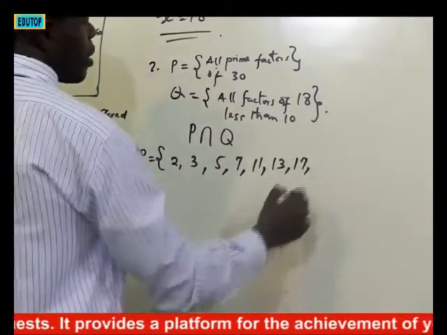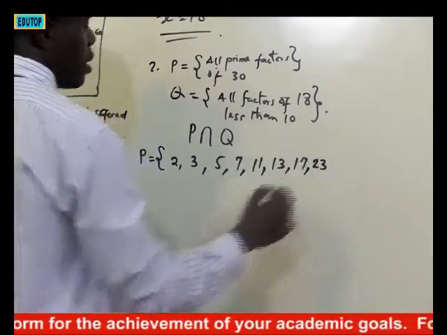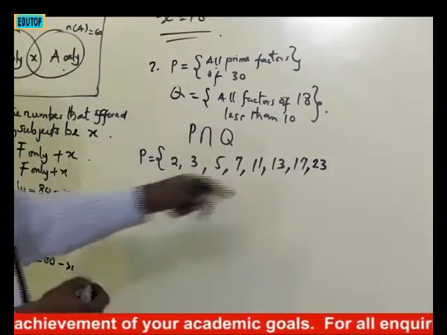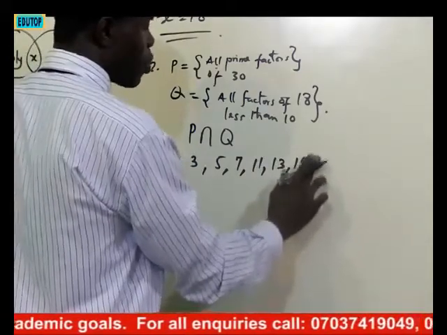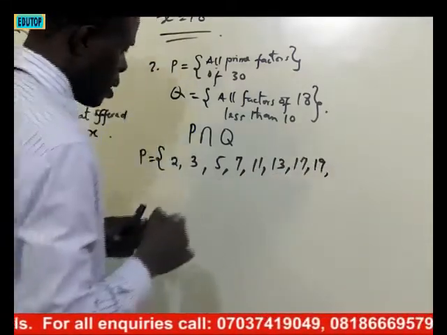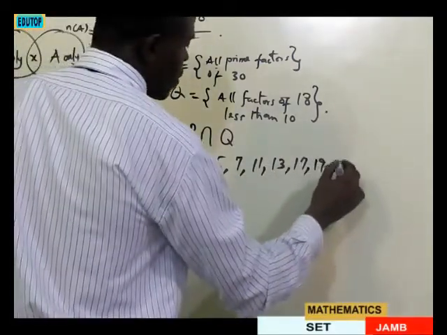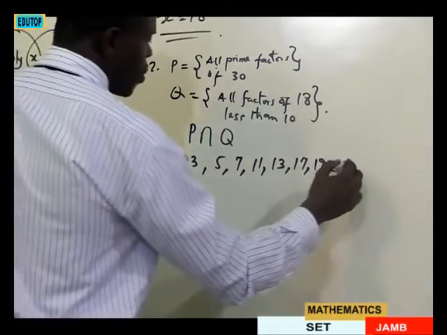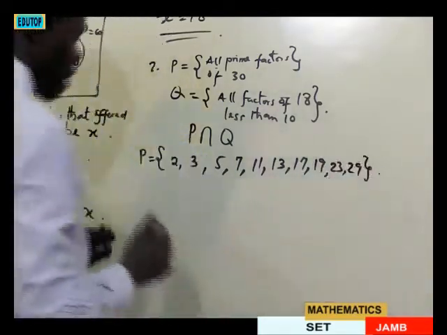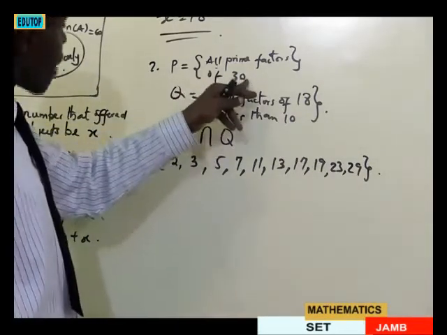Which one again? That would definitely be 23 is also a prime factor, because 18 is not, 19 is, we have 19 before 20. Then 20 is not, 21 is not, 22 is not, 23 is the next, then 24 is not, 25 is not, 26 is not, 27 is not, 28 is not, 29. So these ones are the prime factors.